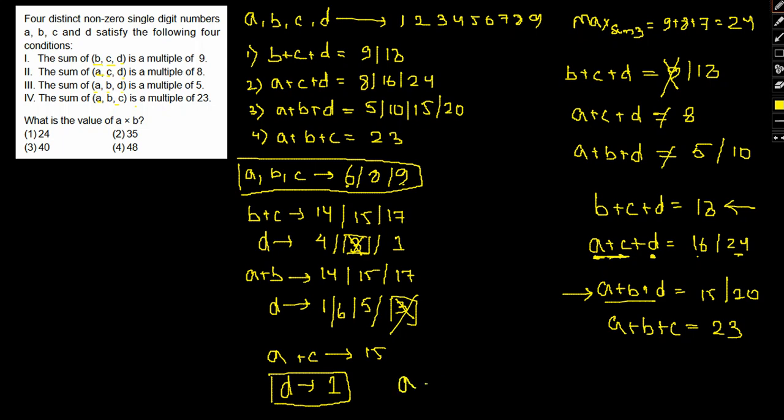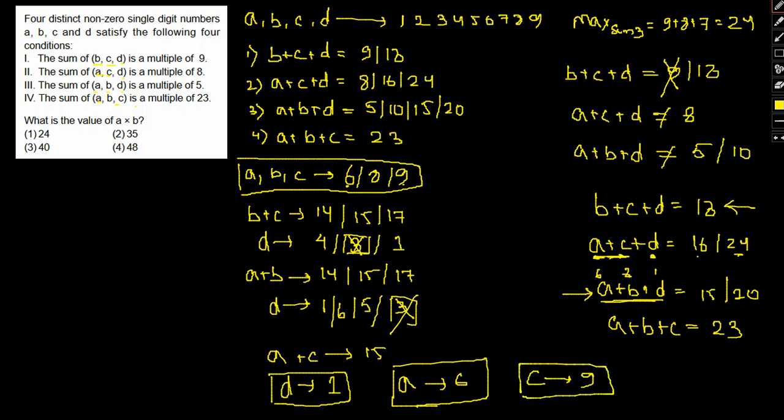Do we have anything more for a? Yes, here also, let me consider this case. Suppose I take a as 6 and d as 1, 7, so b as 8. Yes, the condition is satisfied. So a has to be 6, c has to be 9, and b has to be 8.